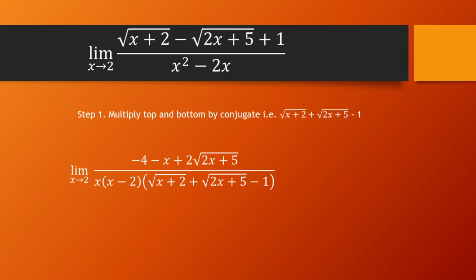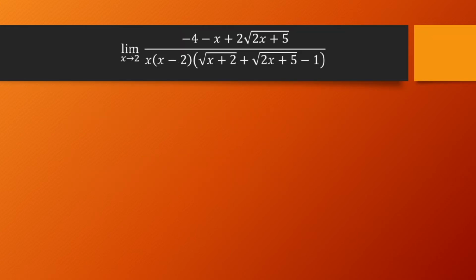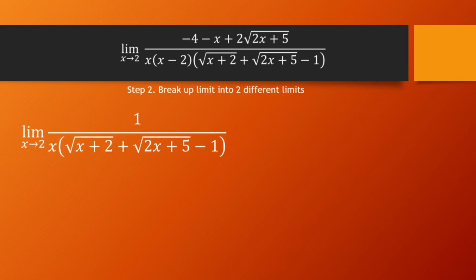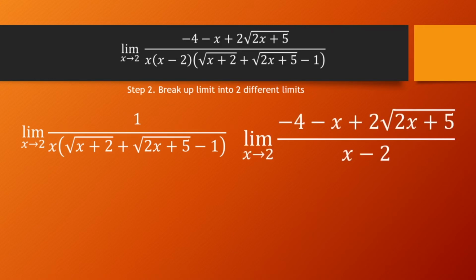Now we see that x minus 2 is clearly the problem. If I plug in 2, I get 0. So I'm going to break this limit out into 2 separate limits. One of them is going to involve the denominator of x and square root of x plus 2 plus square root 2x plus 5 minus 1, and the other limit will involve the rest. For the second limit, the reason I'm going to have that numerator is because I'm going to somehow use that to simplify the denominator.